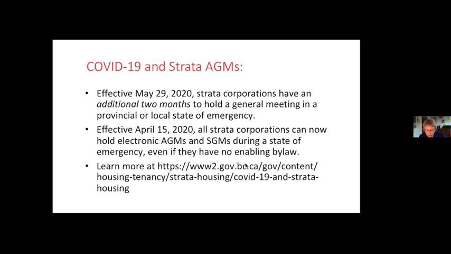So strata corporations have an additional 2 months to hold a general meeting in any provincial or local state of emergency. And also we can hold electronic AGMs and SGMs during a state of emergency, even if you have no enabling bylaw. So that's good to know. And you can find more at the BC Strata Housing website.